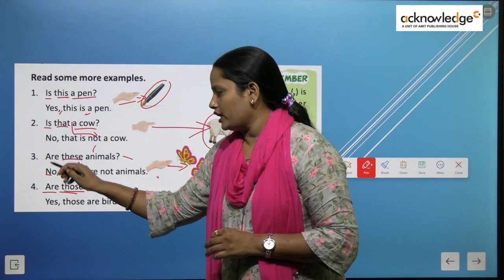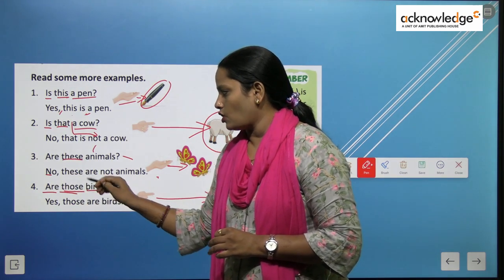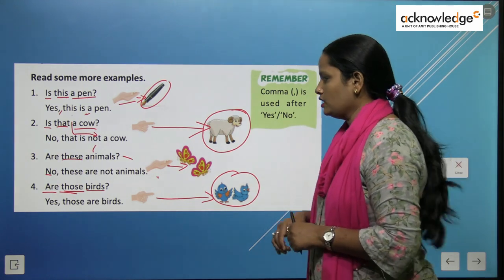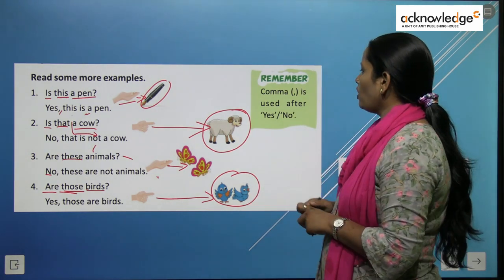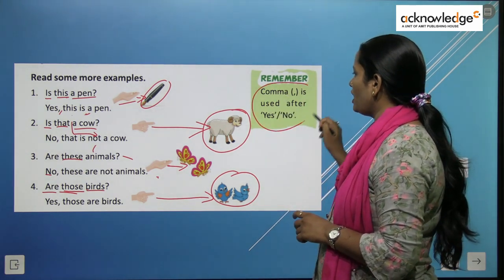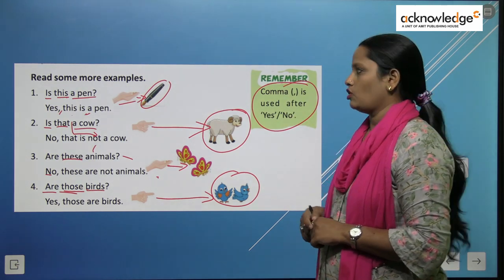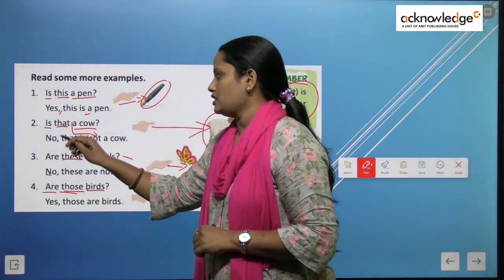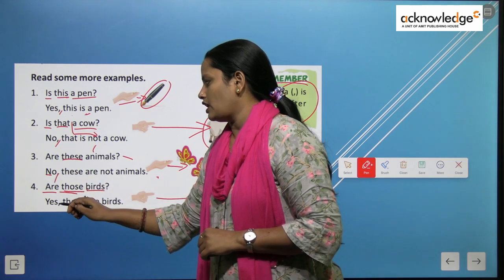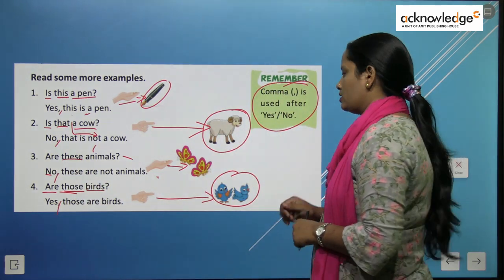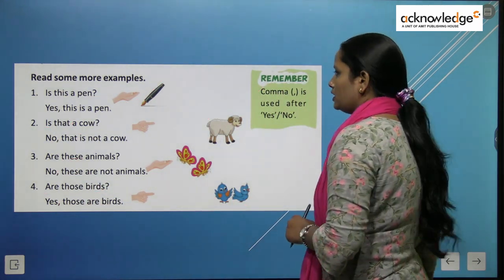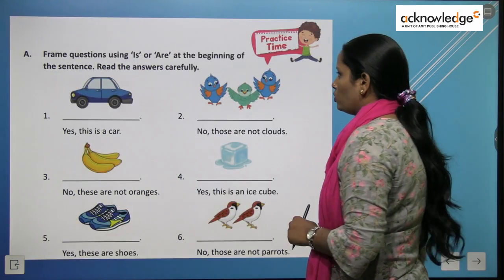Is or are will come after these or those. Okay, so something important is given here. Comma is used after yes or no. As I told you, after yes or no, you can see we have put a comma.